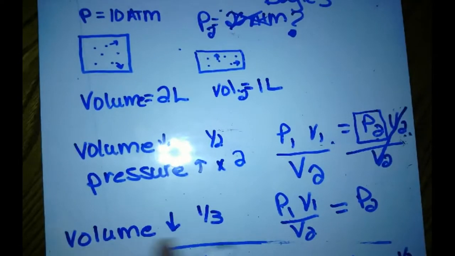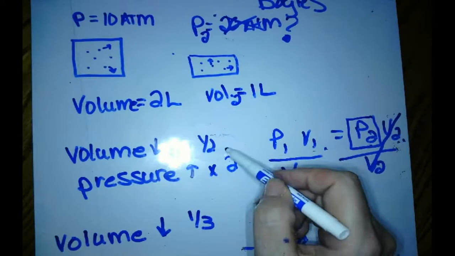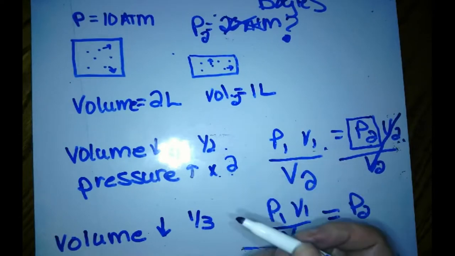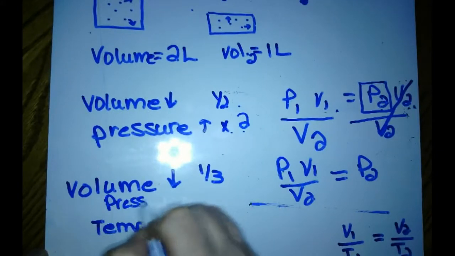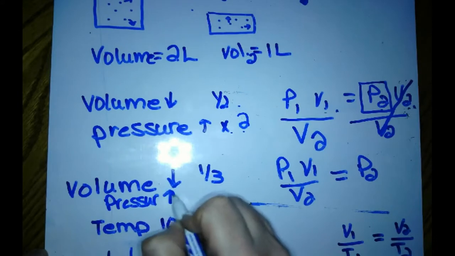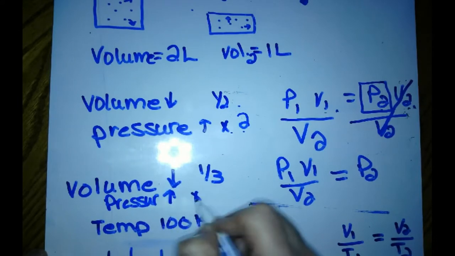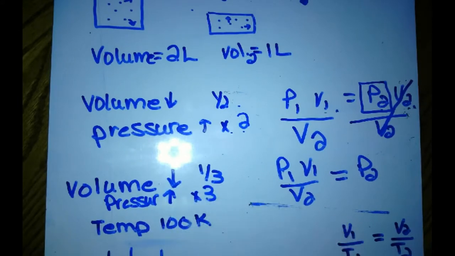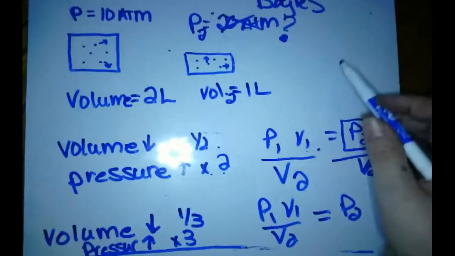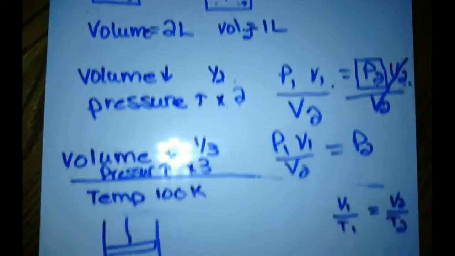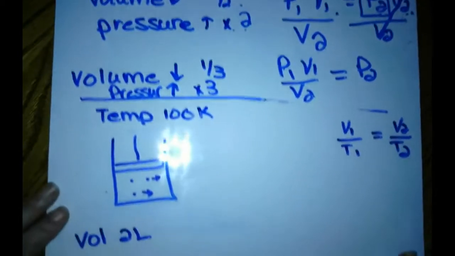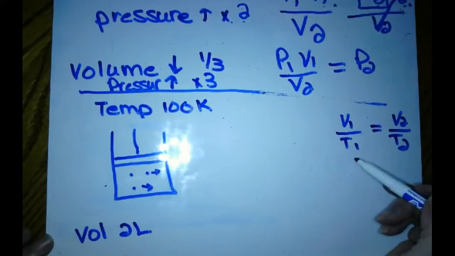So my next question, if my volume decreases by half, my pressure goes up times 2. If my volume goes down a third, what does my pressure do? Well, we already said if my volume goes down, my pressure goes up, and it's times 3. Okay, so completely inverse. It's Boyle's law. It's our inverse relationship. Okay, so now we're going to look at Charles' law, which is volume and temperature.